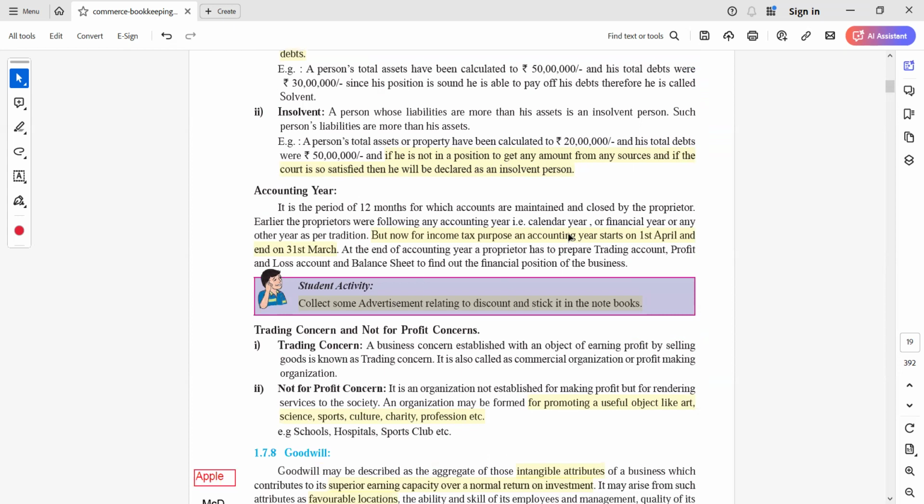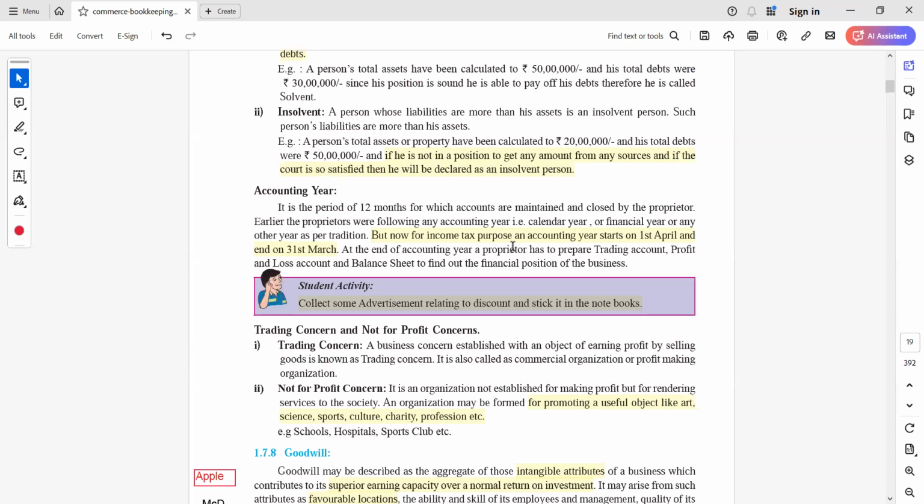Accounting year. It is a period of 12 months for which accounts are maintained and closed by the proprietor. Earlier, proprietors were following any accounting year, calendar year or financial year, as per tradition. But now, for income tax purposes, an accounting year starts from 1st of April and ends on 31st of March. At the end of the accounting year, a proprietor has to prepare a trading account, profit and loss account, and balance sheet to find out the financial position of the business.